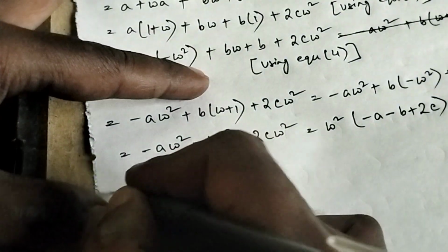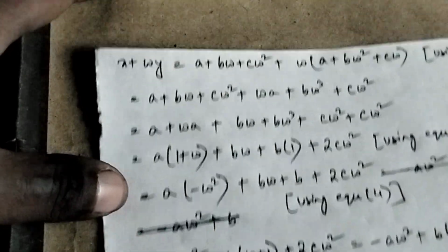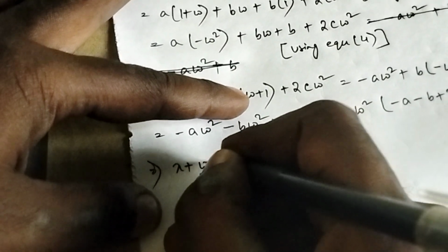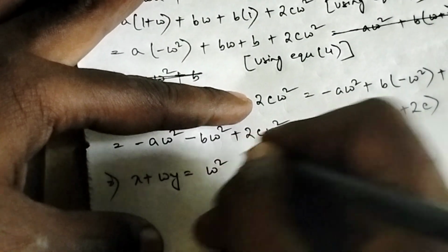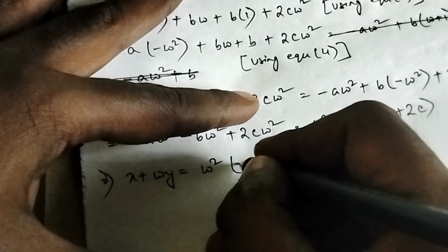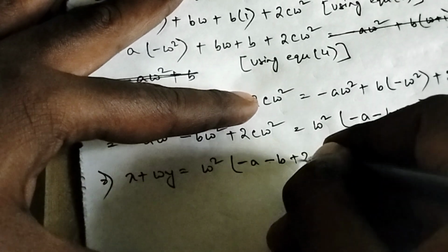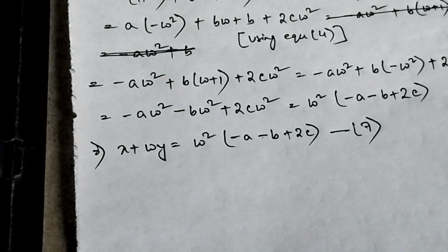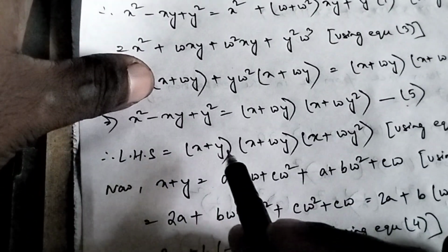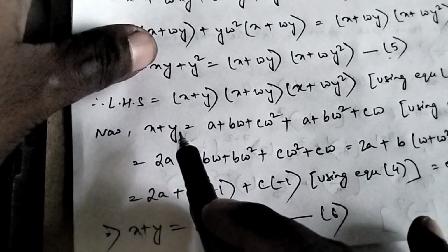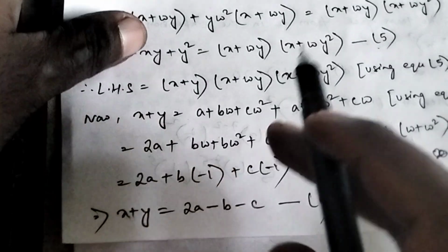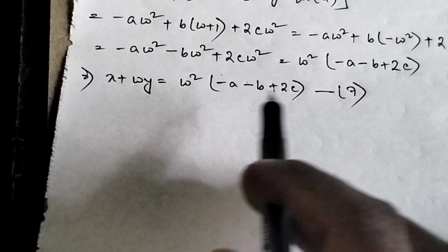So from here we can write, this was x plus omega y, so x plus omega y is equal to omega square into minus a minus b plus 2c. Name it as equation 7. Now here you see, LHS was this one. We have solved x plus y, we have written this. Then x plus omega y, we have written this.